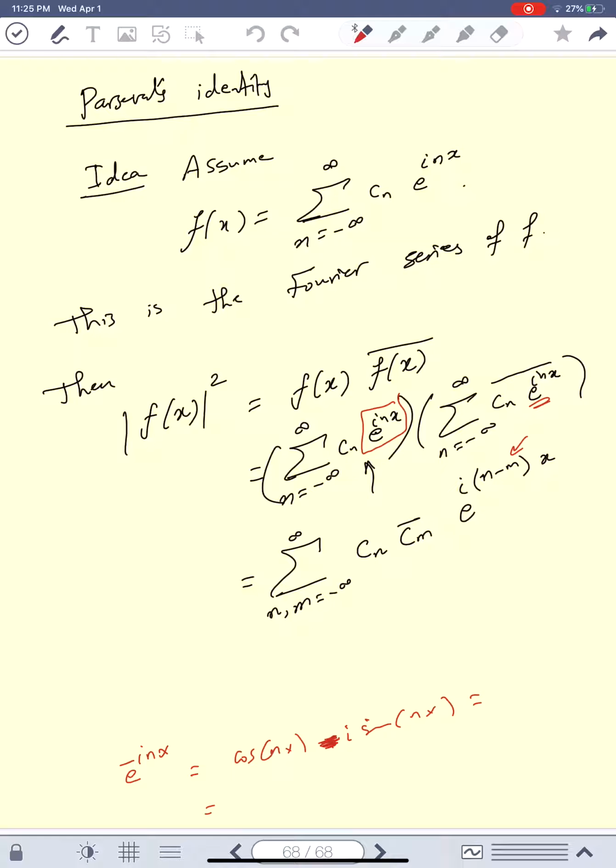This is exactly the conjugate of cosine nx plus I sine nx, right? The conjugate of this number is that number with negative. But this is exactly e to the I nx conjugate. So when you talk about the conjugate of e to the I nx, it is e to the negative I nx, fine?